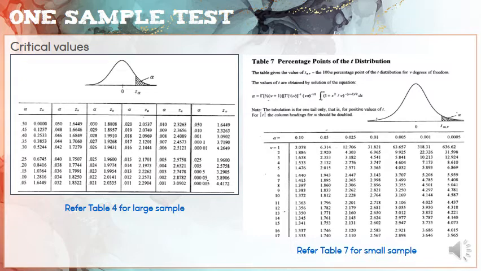So nak cari critical values, still guna table yang sama dalam estimation. Okay. So bila masa nak guna Z table when you have a large sample. Okay. Large sample tu berapa? When your N is greater than 30. But bila dia small sample, kita pakai table number 7 for T distribution.